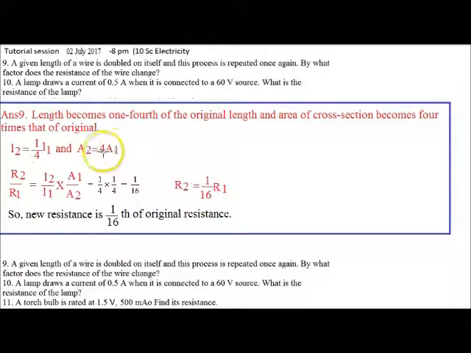So this is A1 by A2 is equal to 1 by 4. So it comes out to be 1 by 16. So here R2 is equal to, let us take R1 this side. So it becomes R2 is equal to 1 by 16 into R1. So new resistance is 1/16th of the original resistance. Please note it down very carefully.